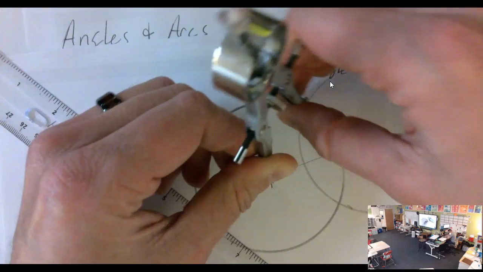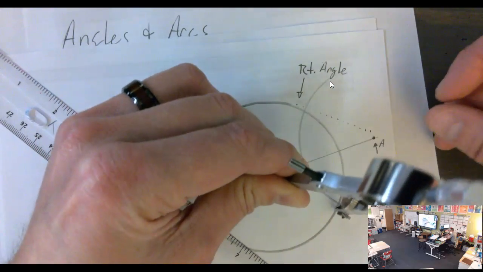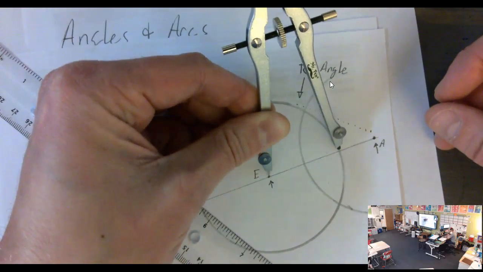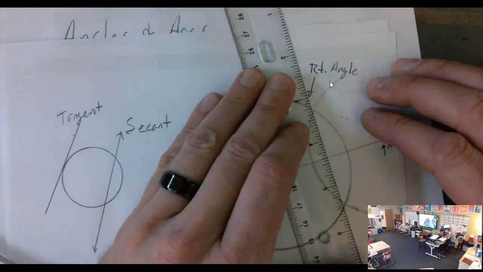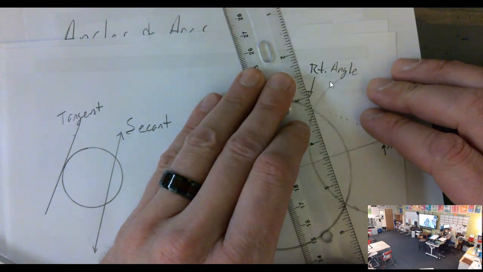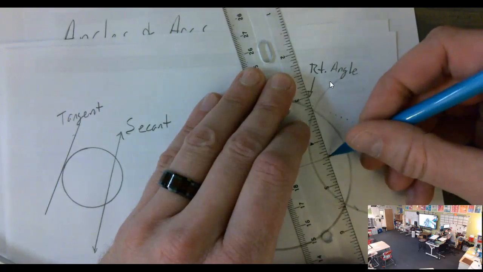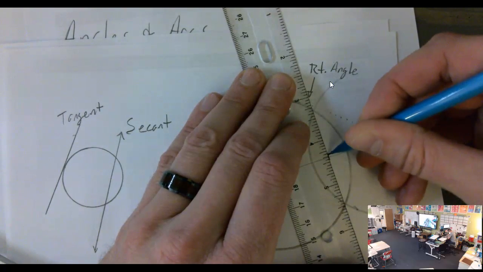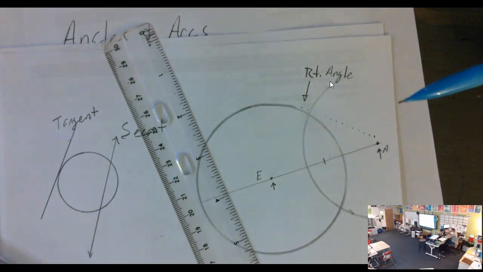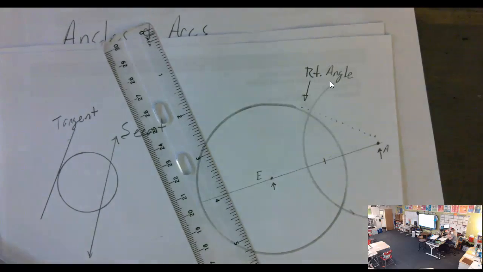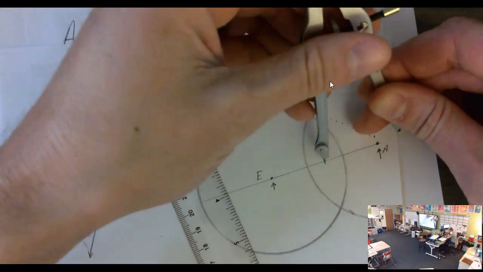Compasses? Oh, I'm silly. I already had this open to the radius of... So this... That's funny, since my compass was still locked. So this is the midpoint of EA. So then I can draw a new circle.